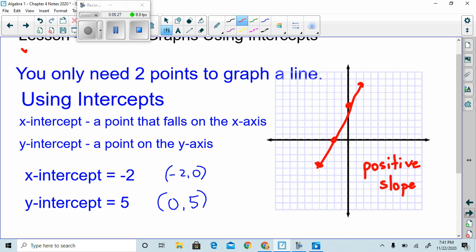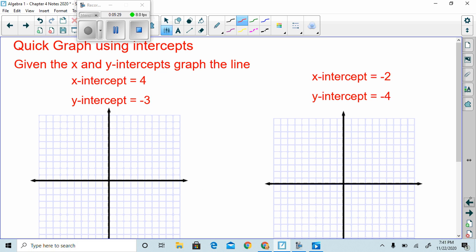So far, this is pretty easy and a lot less work than the last type. Let's take a look at another where I give you the intercepts. X is equal to 4. 1, 2, 3, 4. There's my first point.